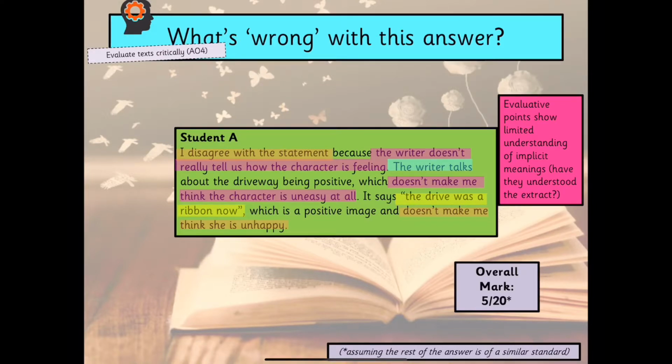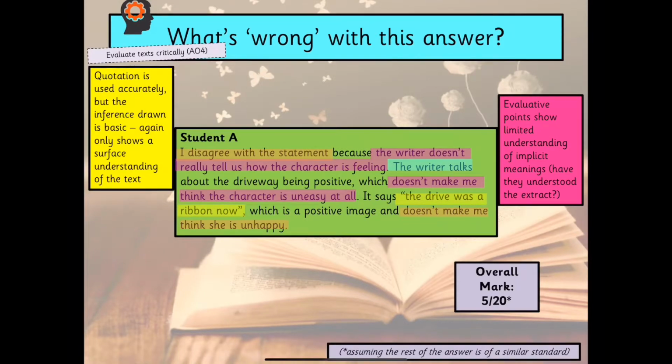By the time you get to question 4, you should have read the text enough times to be able to look at both those implicit meanings as well as the explicit ones. But this student gives off the impression that perhaps they've only understood the very explicit meanings, the very obvious meanings in the text, and they haven't been able to read layers of meaning like metaphor or connotation, for example. In terms of evidence, the quotation is used accurately, but the inference is basic, and again, it shows only a very surface understanding of the text.